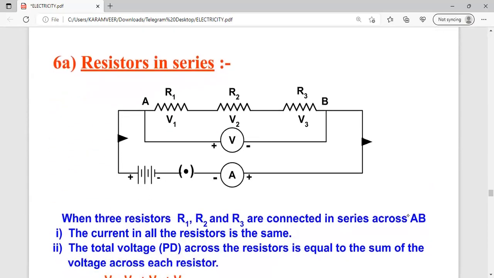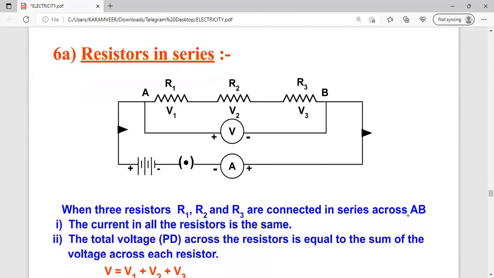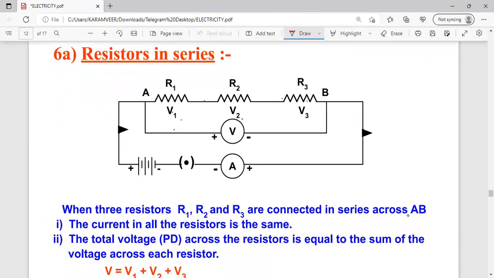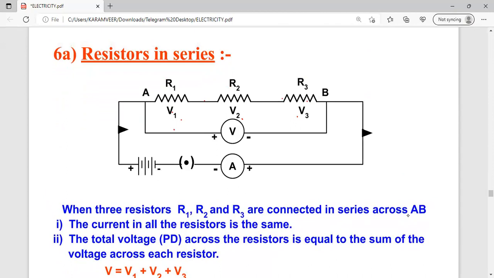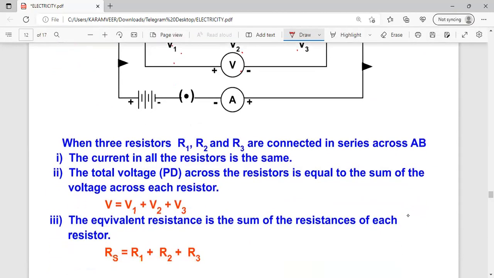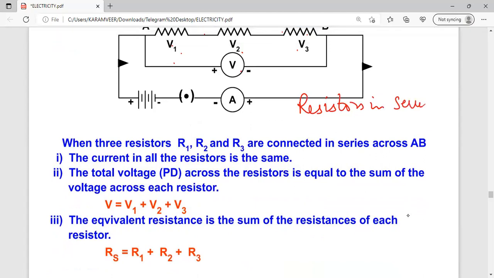Next we have resistors in series. If we have three resistors connected in series having potential differences V1, V2, V3, with an ammeter A, connected with the battery. Whenever we have resistors in series, first of all you have to keep in mind: the current will always be the same. And the total potential difference is equal to the sum of the individual potential differences.